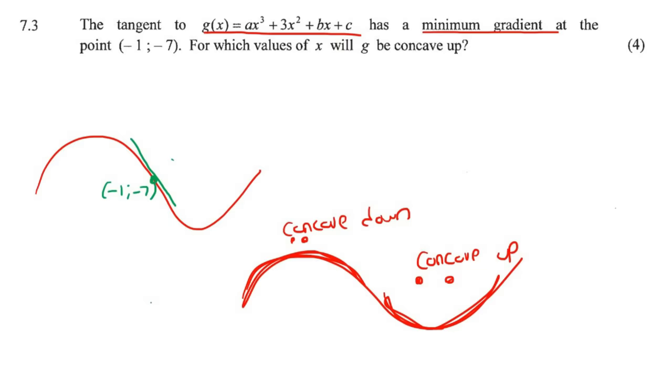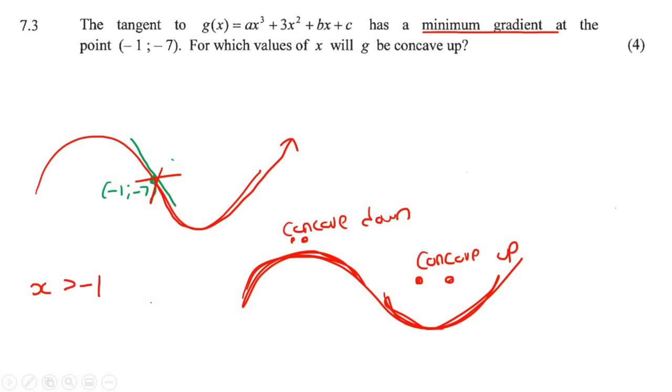So it says, where is the graph concave up? Well, it would be that part over there. So it would be everything to the right-hand side of that point. So you'd say x is bigger than minus 1. But now that's not going to get you 4 marks. So we have to show this mathematically how we're going to do all of this. Okay? So what we're going to do first is let's go.